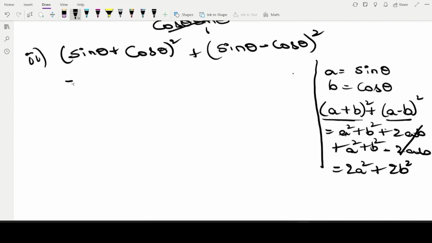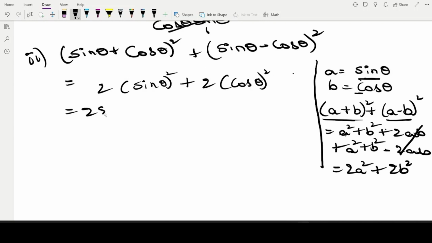2B square. So you can write them in this way directly. So what is 2 into A square? What is the value of A here? Here it is sin theta. So sin theta whole square plus 2 into what is B here? B is cos theta. So B into cos theta whole square.